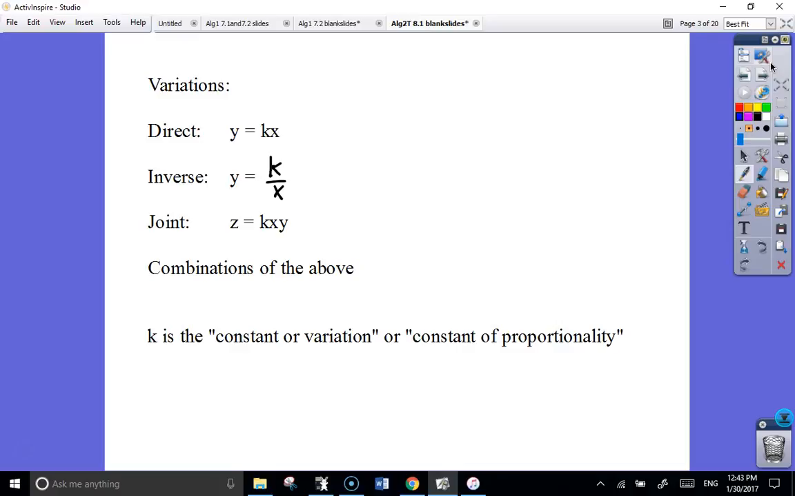Right? For inverse variation, because it's y equals k divided by x, right? The variables are x and y. K is a constant, doesn't change. If you increase the denominator of a fraction, what happens to the value of the fraction? It goes down, right? So as x gets bigger, y gets smaller. As x gets smaller, y gets bigger. So that's what I mean by they're varying inversely.